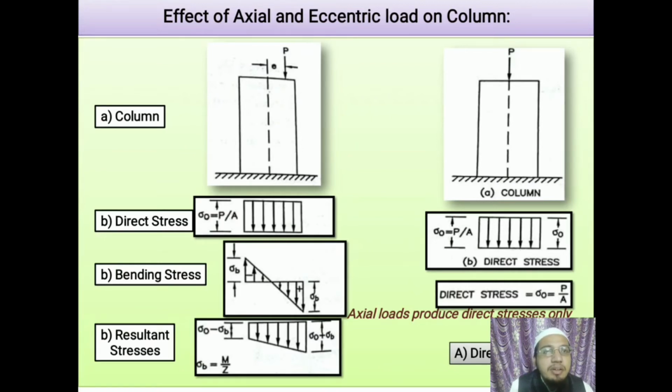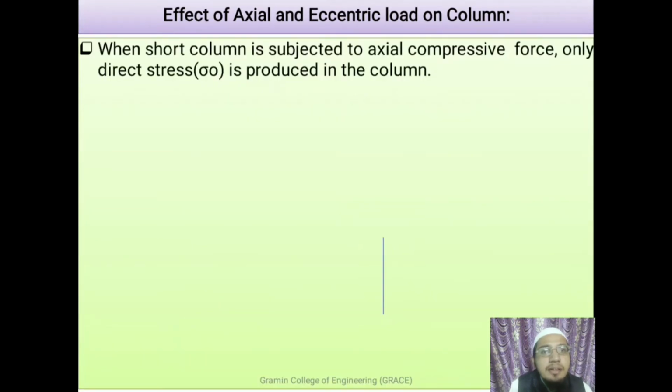So this is the effect of axial load on the column. I will revise it. When a short column is subjected to axial compressive force only, it will produce only direct stresses in the column. And this direct stress will be equal to P by A.